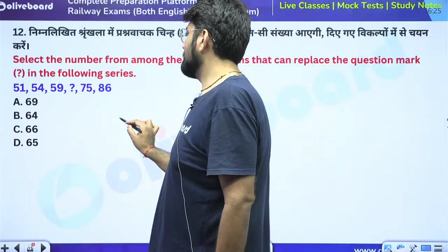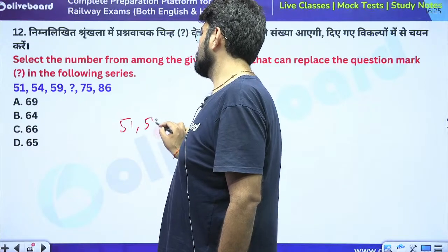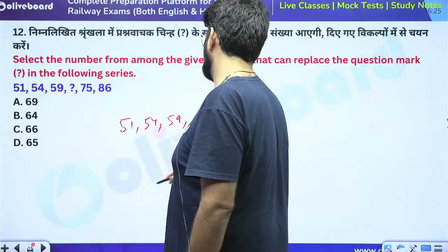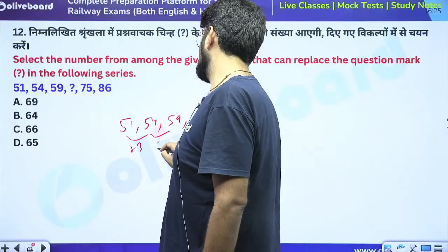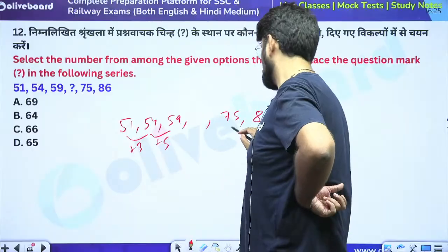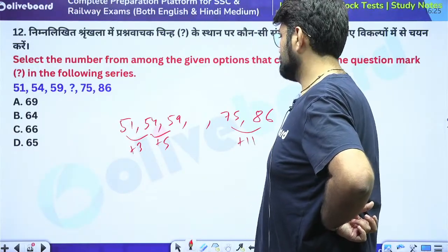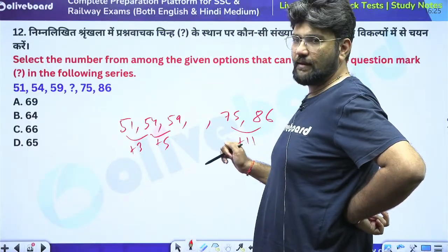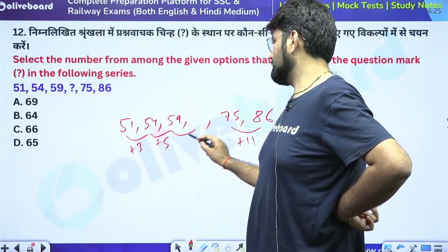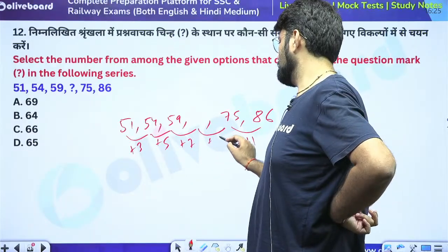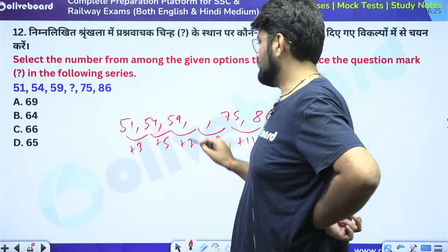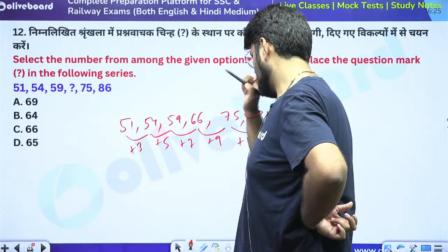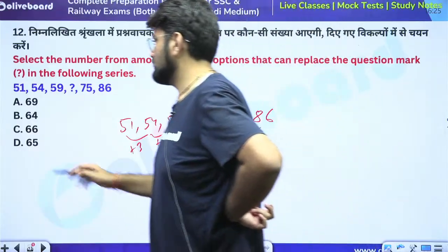51, 54, 59, 75, 86. Let's try this. Plus 3, plus 5, and this is plus 11. Now 3, 5, 7, 11. That would have been prime numbers, but that's not it. But if I go like this, 3, 5, 7, 9, 11, this makes odd numbers. That makes sense. So 59 plus 7 will give me 66, and 66 plus 9 is 75. Fits the bill. So 66 is the correct answer.